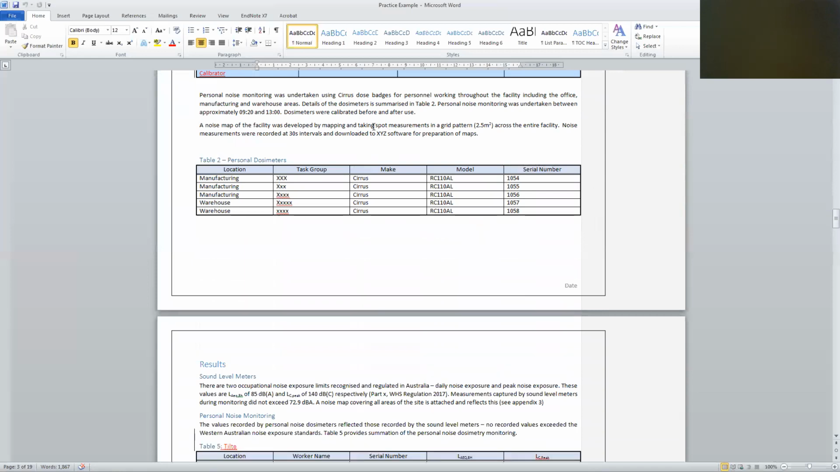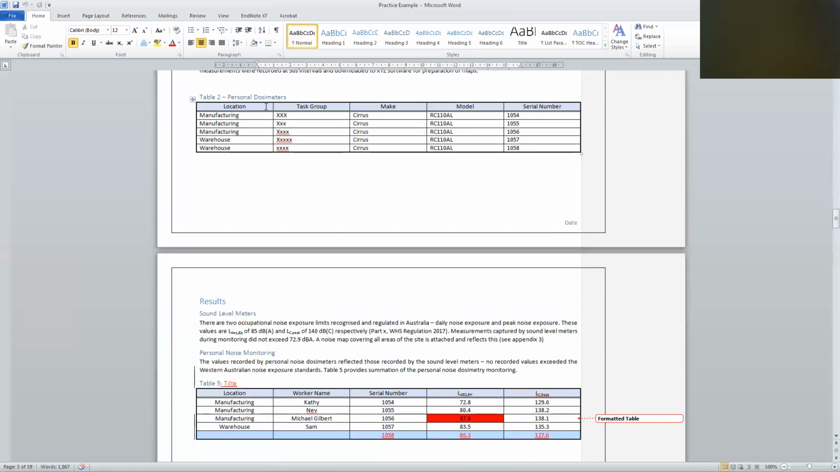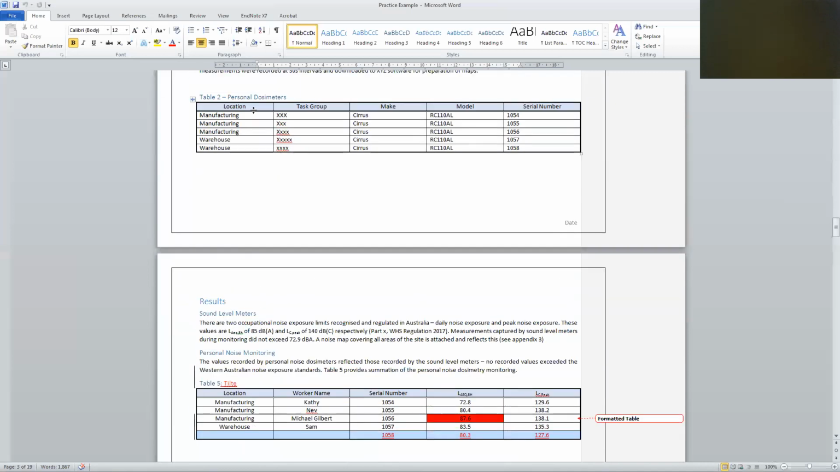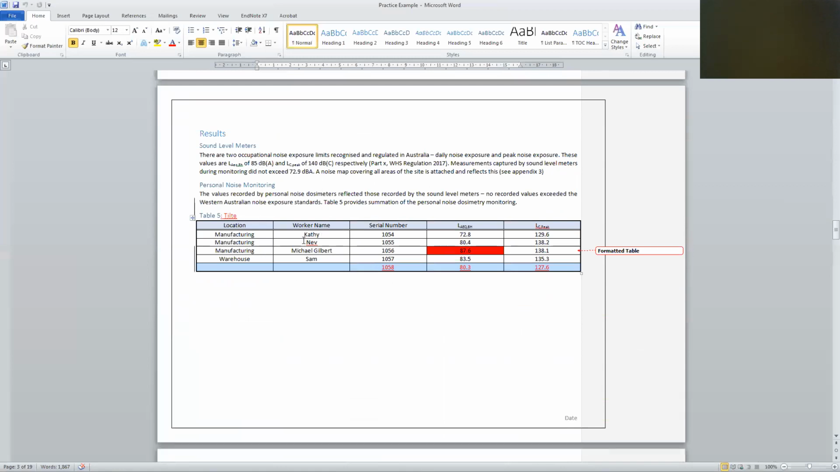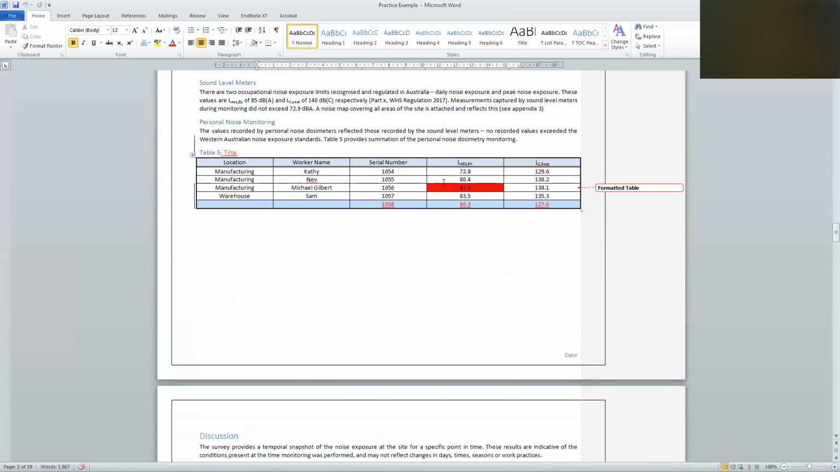So the noise map was carried out taking spot measurements in a grid pattern across the entire facility. They were recorded as 30-second intervals and downloaded to software for preparation of maps. You can put the dosimeter in, you don't have to. There will be no marks deducted if you don't use the dosimeter data. So here are their results. So they've done the DBC, the LC peak, LA equivalent, and they've chosen to just put theirs as a table. So that's their dosimeter results.